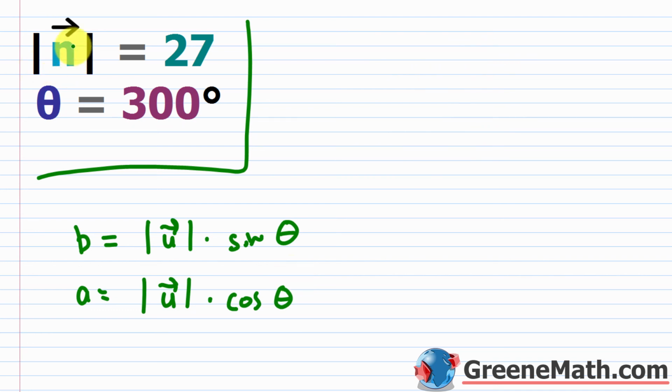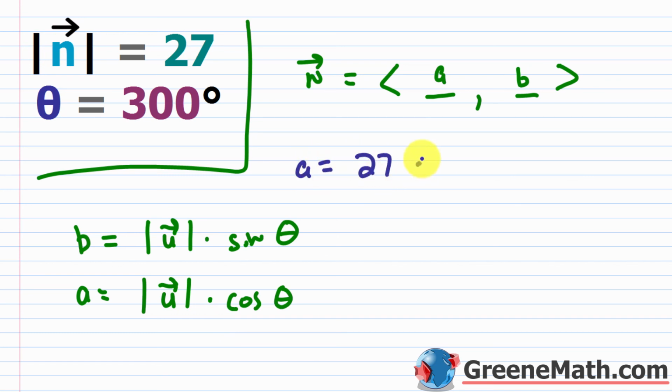So I'm given the magnitude of some vector n, and I want to find the component form. Basically, all I'm going to do is think about this and this. So I want the a and the b. The a goes here, the b goes here. That's all we're doing. So for the a, you're going to think about going down here. The magnitude of our vector n is 27. So a equals 27 times the cosine of the direction angle theta, in this case 300 degrees.